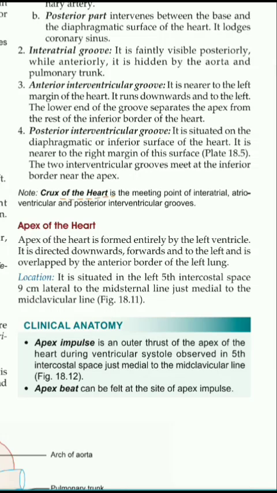So crux of the heart, meeting of the point interatrial, atrioventricular and posterior interventricular grooves. So where three grooves are meeting, that is the point of crux of the heart. It is basically the meeting point of interatrial, atrioventricular and posterior interventricular groove.